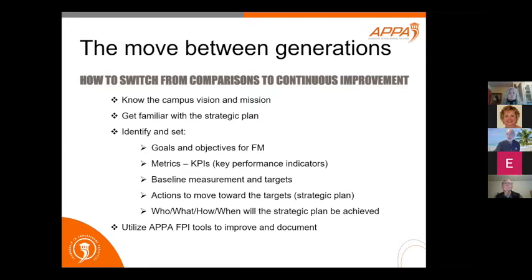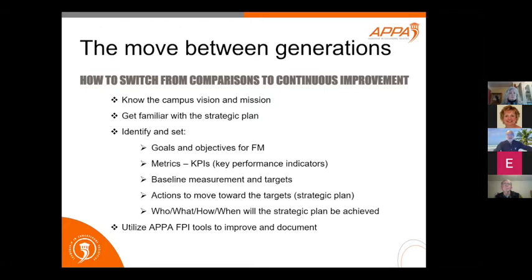The next thing you need to do is get familiar with the university's strategic plan. This is something that every university should have, and they probably update it every 5 to 10 years and have the Board of Trustees or the Board of Governors approve the strategic plan. And you want to be aligned with that. In order to be aligned with the vision and mission and the overall strategic plan, you have to identify your own set of goals and objectives for the facilities management organization.